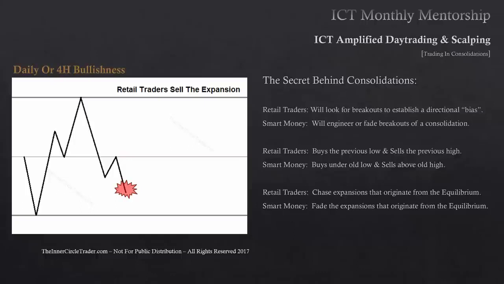That move that breaks that short-term low, retail sees as an opportunity to sell short. Again, they're selling weakness. That's an opportunity for us to fade that and do the very opposite. Smart money, on the other hand, when they see that short-term low and the daily or 4-hour is bullish, what they see is a run on sell stops.